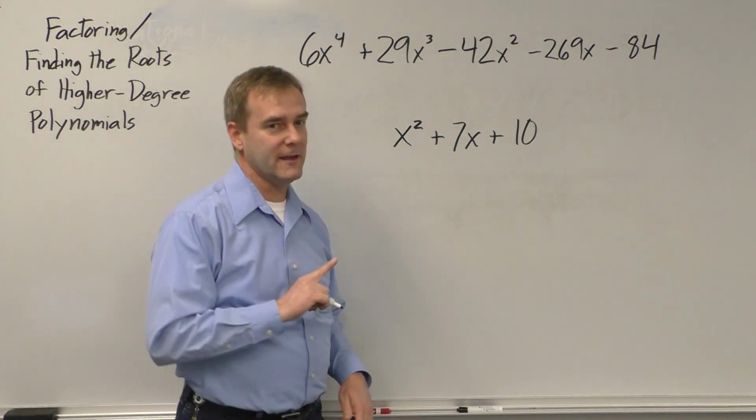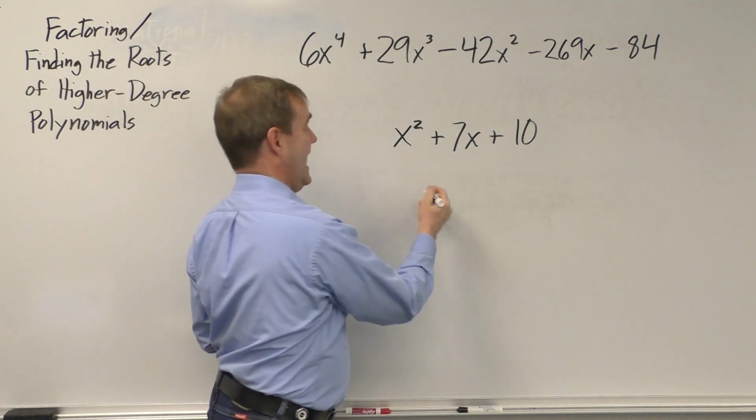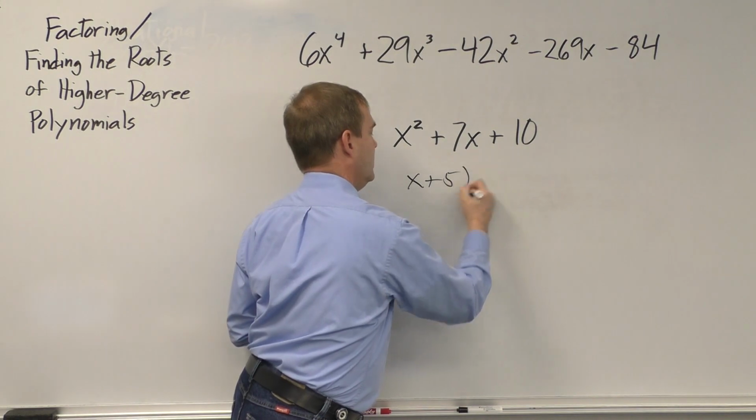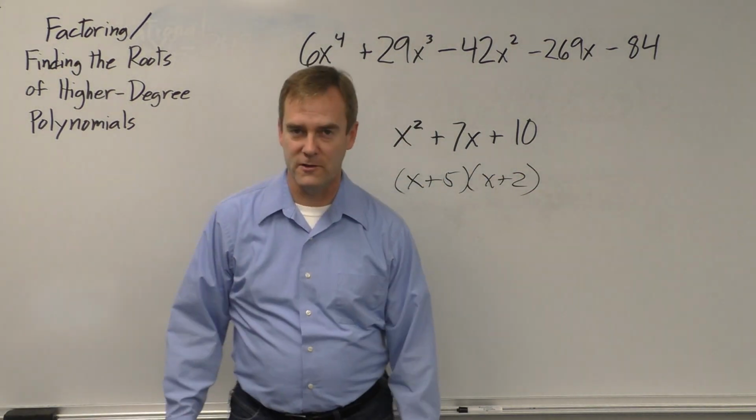In the case of this basic quadratic, all I need to know is what two things multiply to make 10 and add to make 7. Come on, give me something challenging.